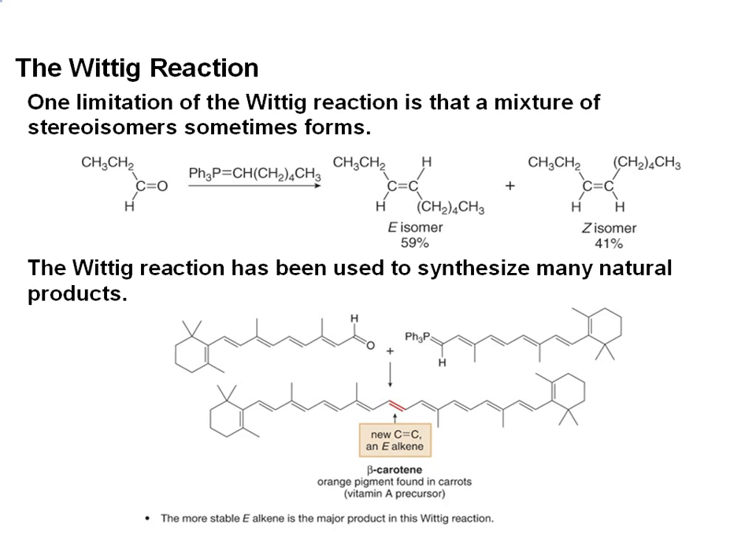The Wittig reaction, of course, has been used, as we mentioned, for many years to synthesize many wonderful natural products. So here's the synthesis of beta carotene, the last step to make beta carotene shown at the bottom there.